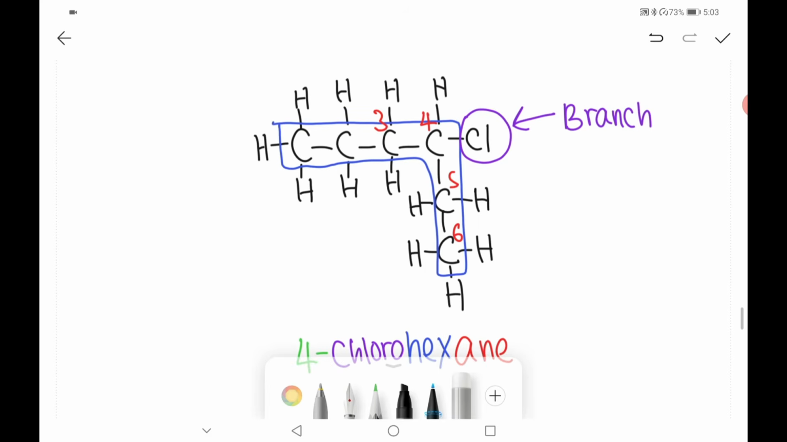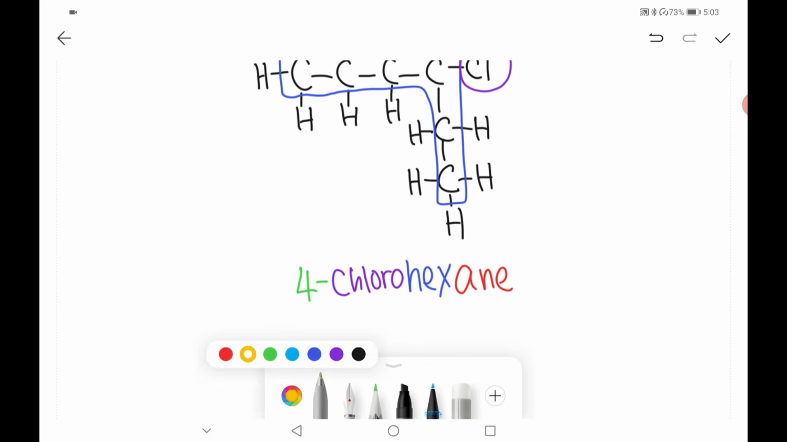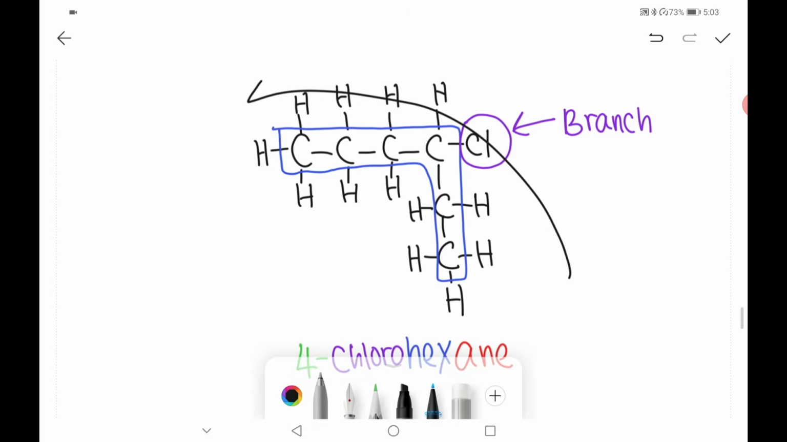Now you see I erased all the numbers. Now I will count again from the right to the left. This is carbon number 1, this is carbon number 2, this is carbon number 3, number 4, number 5, number 6. So if I count from the right to the left, the chlorine now is sticking to carbon number 3.